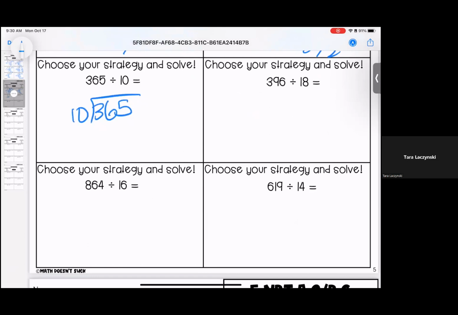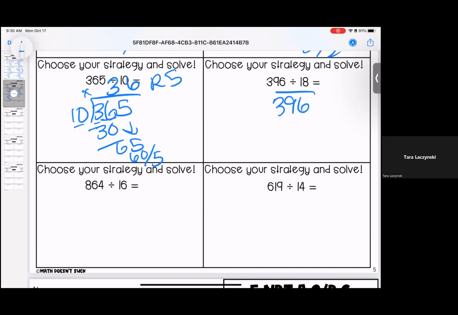365 divided by 10. My brain might be making connections on this one, right? Because I know that multiplying by 10 is the same as adding a 0 to what I would get if I multiplied by 1. But I'm going to do the steps. So 10 does not go into 3, but it does go into 36 3 times. 3 times 10 is 30. Subtract for 6, bring down my 5. 10 is going to go into 65 6 times. 60 is the closest I can get. My answer is 36 with a remainder of 5.